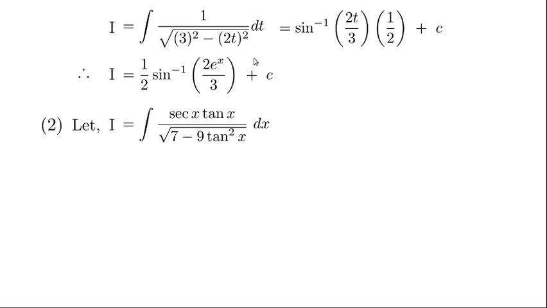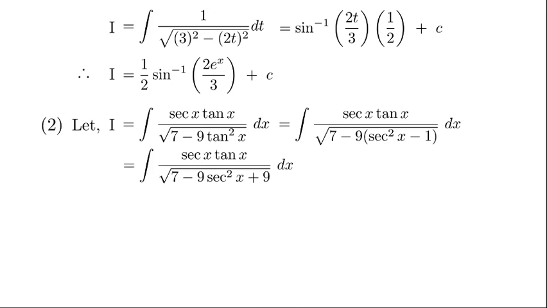Numerator is sec x tan x, which is the derivative of sec x. Therefore, I have to convert the denominator in the form of sec x. So I made use of the formula tan square theta plus 1 equal to sec square theta, that is an identity. And when you open this bracket, it becomes plus 9. So it becomes integration of sec x tan x upon root of 16 minus 9 sec square x dx.